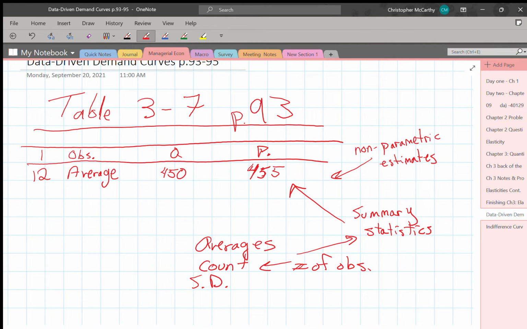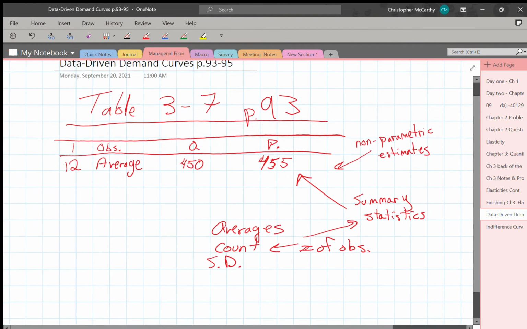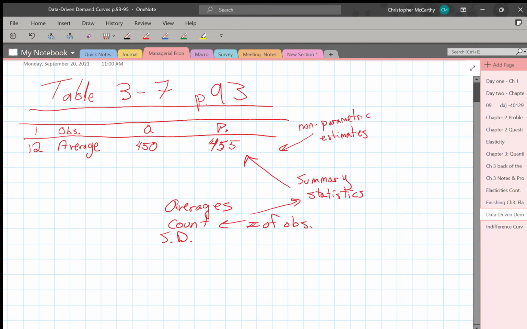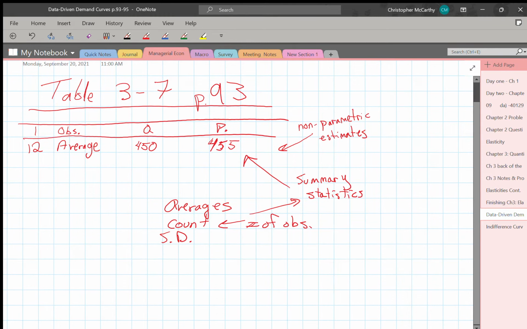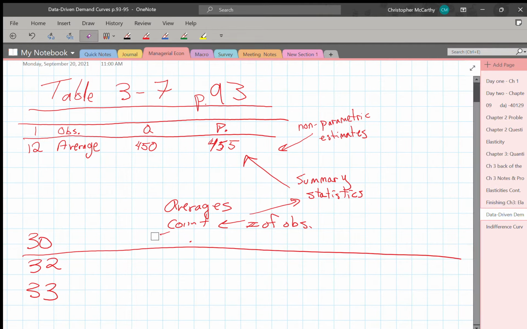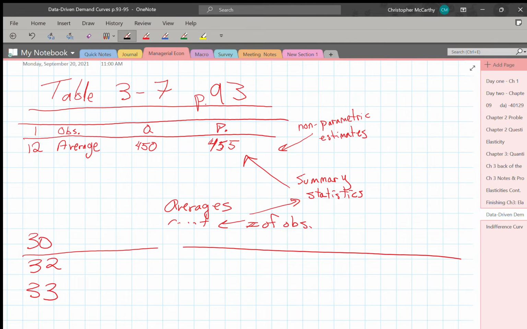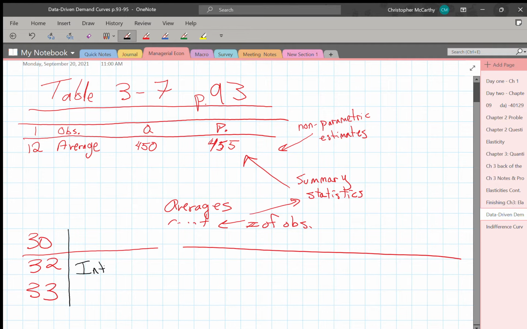Now, at the end of the day, what we're doing in these demand estimations, what table 3-7 is showing the results for later on. So down below, it's got 32, 33, and 30, where 30 is just a row of labels here. And so this is talking about the intercept and then price.